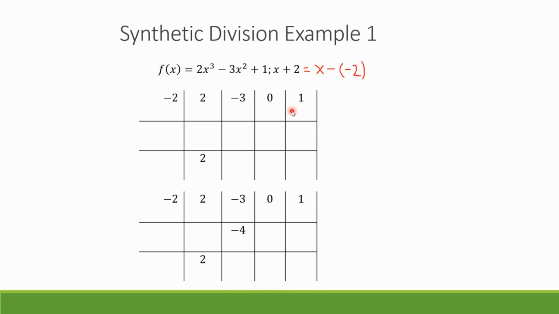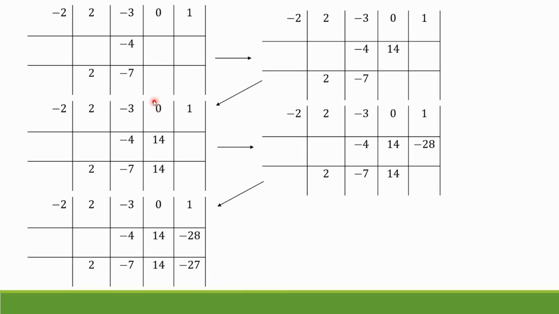So from here, we bring the 2 down, right? And it's just like what we've seen before. You do products, then put the number here. So we have negative 2 times 2. That's negative 4. That's here. Okay. Now what goes down here, though? Well, negative 3 plus negative 4, right? That gives us negative 7.